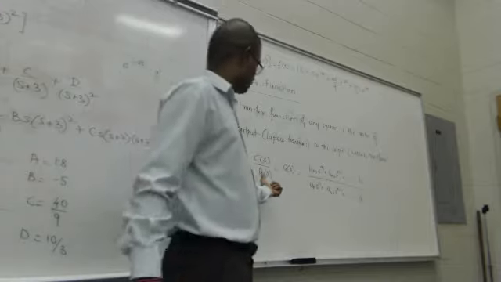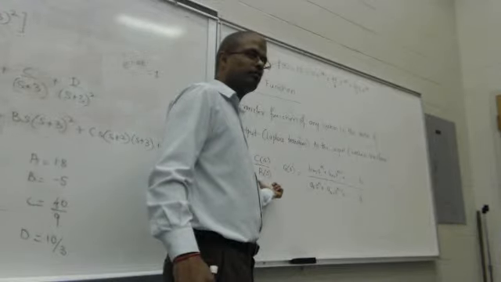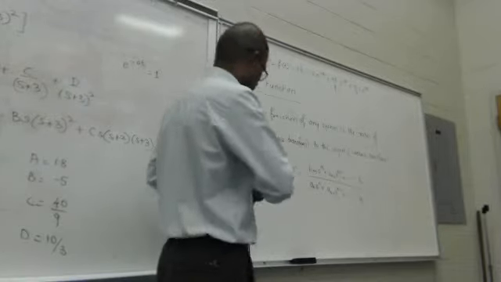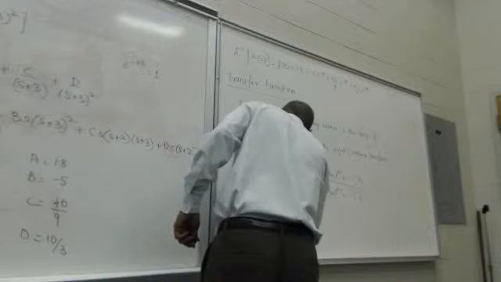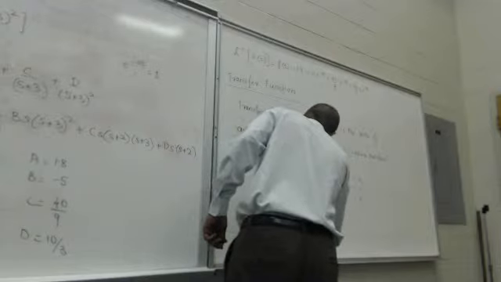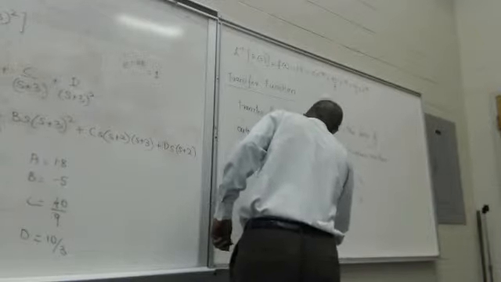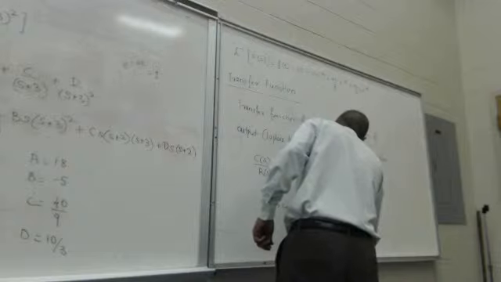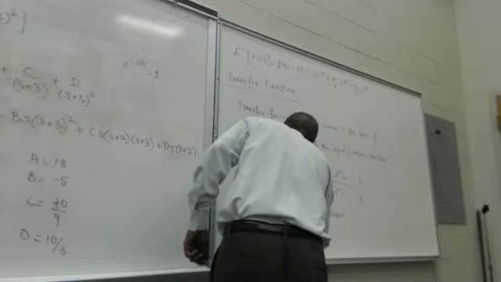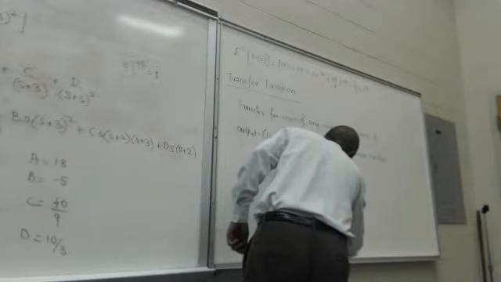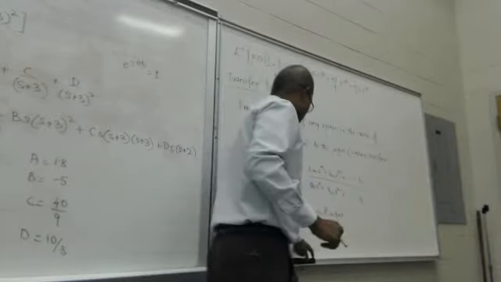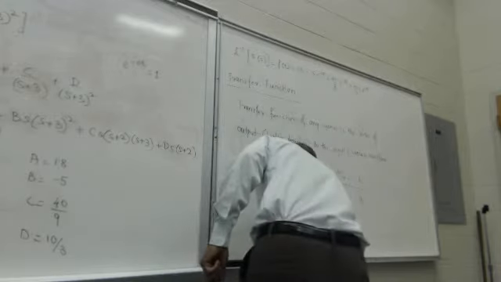Does this make sense? No? A little bit? So what is C of S? C is the output, or the Laplace transform of the output. R of S is the Laplace transform of the input, and G of S is the transfer function.